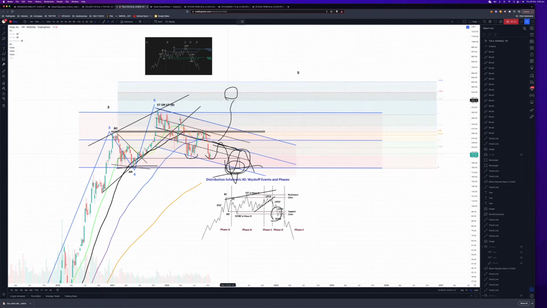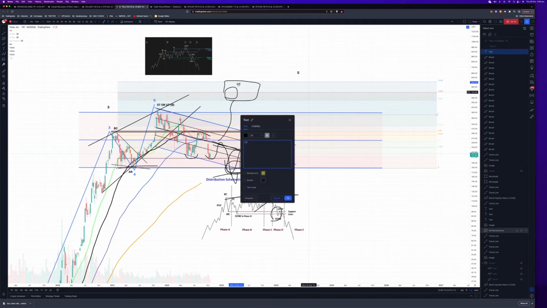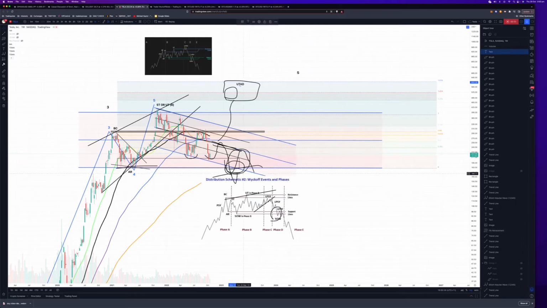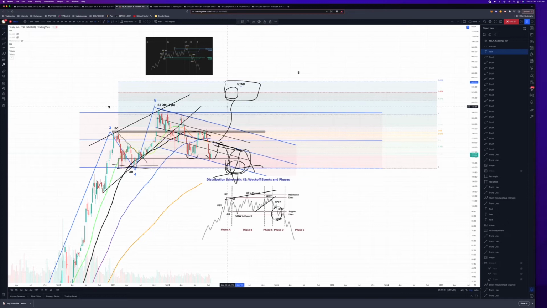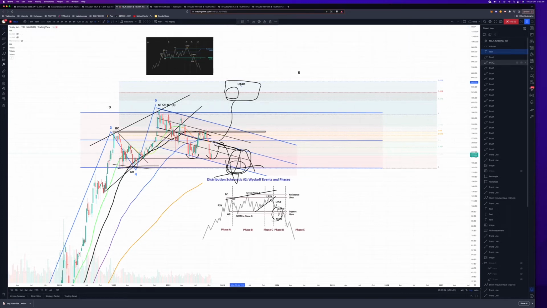So this is going to be a strong resistance, and based on this, we can say that could potentially be a UTAD. And then we come down. So that is all I can see that's potentially happening. How are we going to know? It's going to be hard.